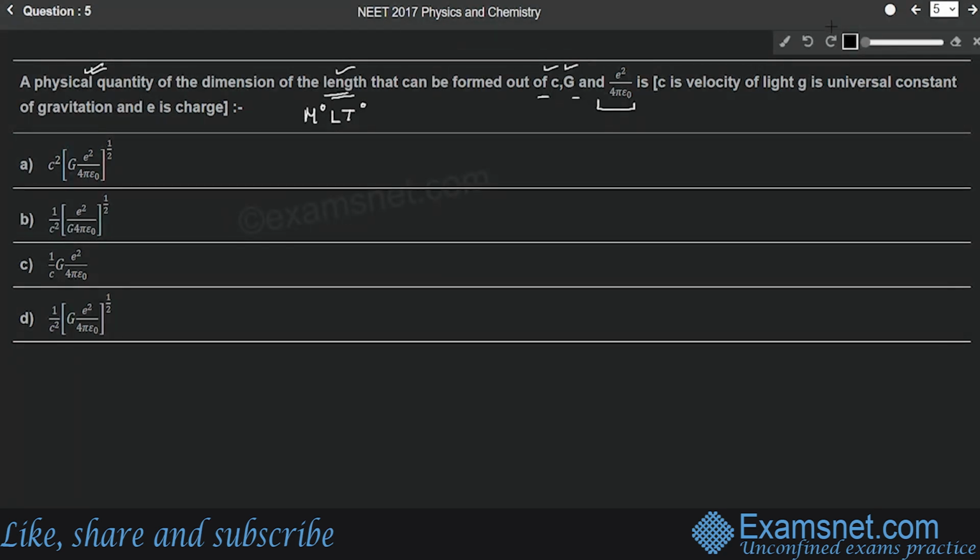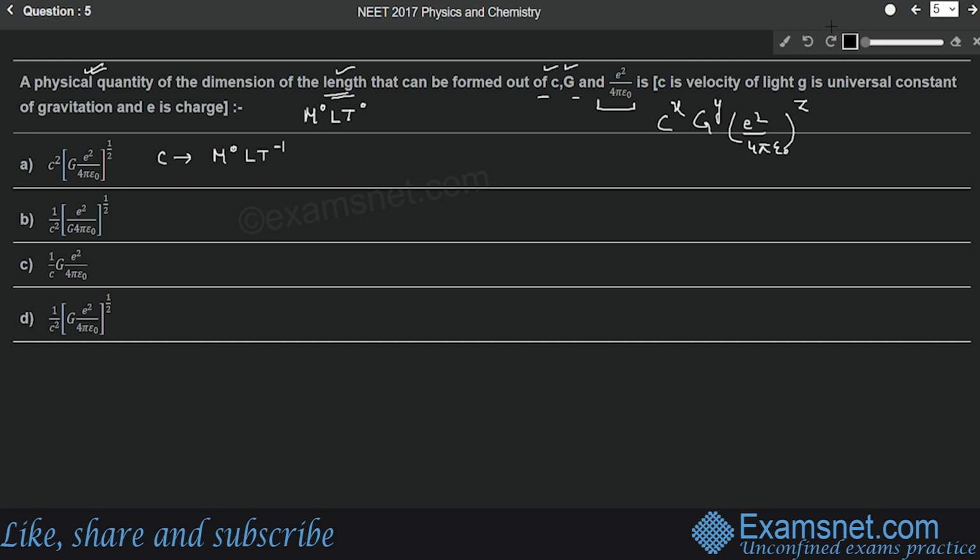That means that quantity can be related with some power of c, some power of g and some power of e square upon 4 pi epsilon naught. Okay, so let's say the power on c will be x, the power on g will be y, and the power on e square upon 4 pi epsilon naught will be z. Okay, now what will be the dimension of c? C is the velocity of light, so it will have the dimension m0 l t minus 1. Okay, this is the dimension of velocity of light.